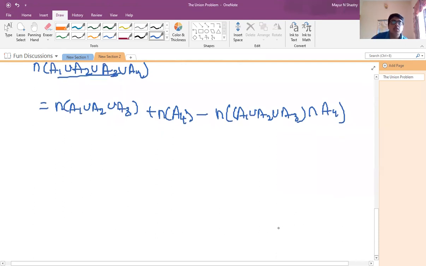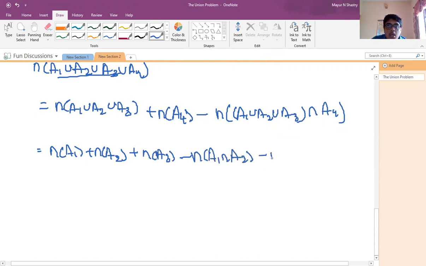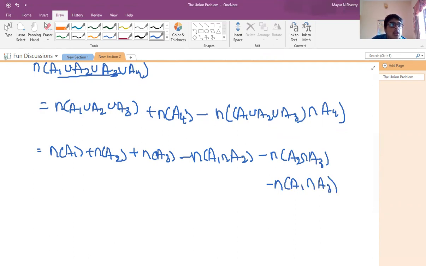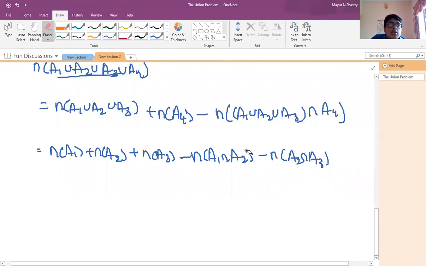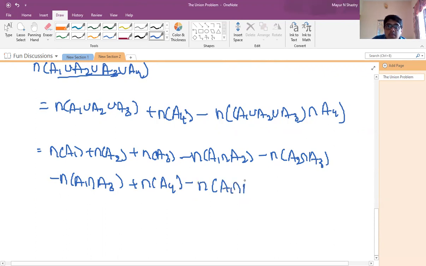So again, next we have this. We can just substitute the above formula, which we tried for 3. So this becomes n of A3 minus n of A1 intersection A2 minus n of A2 intersection A3 minus n of A1 intersection A3, I should have written it here, plus n of A4 minus n of A1 intersection A4.